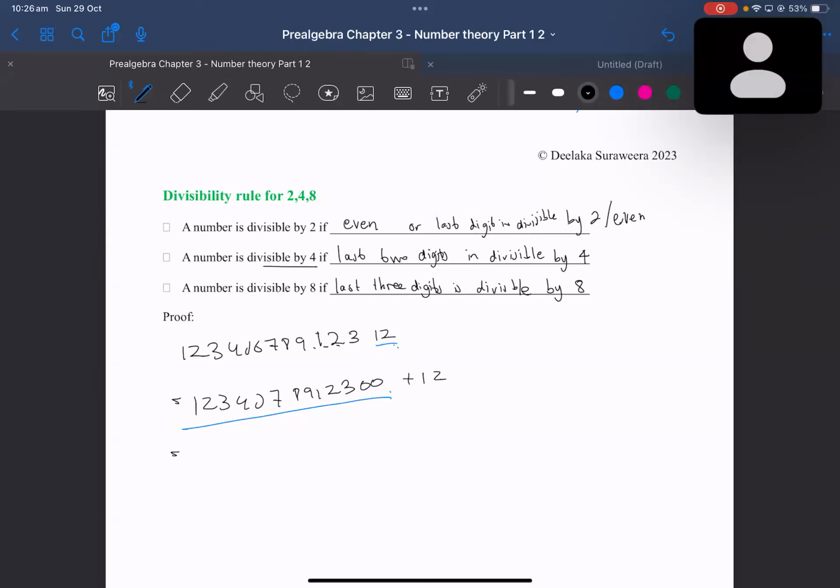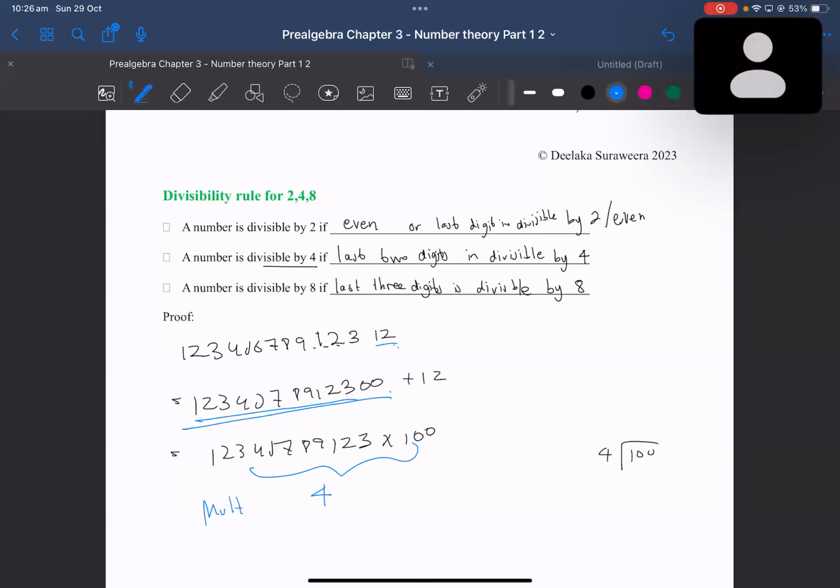This is 100 times something, right? Two zeros means 100 times this number. Do you agree? Is 100 a multiple of 4? 100 divided by 4 is 25, right? So it is. So this thing is a multiple of 4.